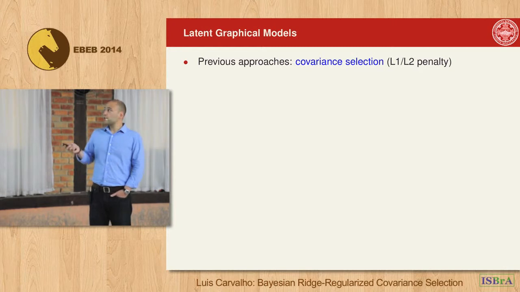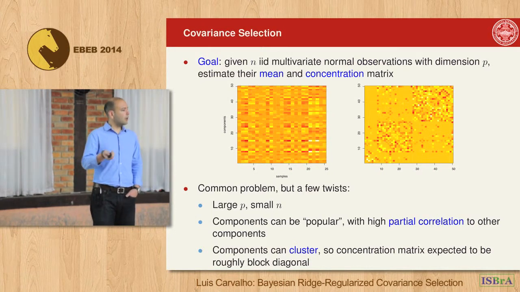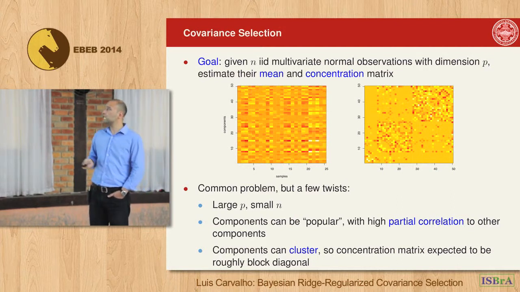These types of approaches can solve the problem reasonably well, but they won't take into account those 2 points here, that some components might be popular and that the components can cluster. So we won't choose those. So how do we do it?